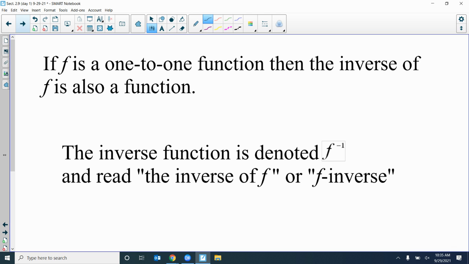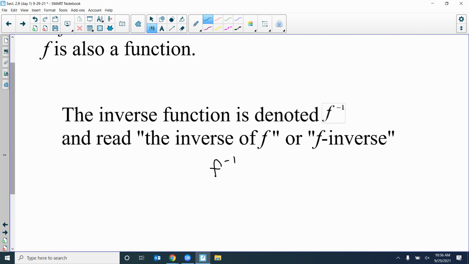All right, a little bit into some of the terminology here. If f is a one-to-one function, then the inverse of f is also a function. The inverse function is denoted with this symbol here. Now, it doesn't have the square around it. It is read the inverse of f, or f inverse. You don't say f to the -1 power, and it is not a power. It is just saying the inverse. It's talking about another function. So it doesn't mean 1 over f. It's the inverse.